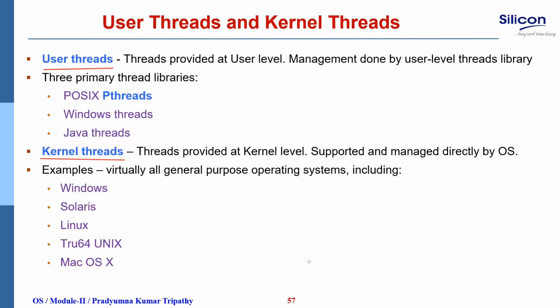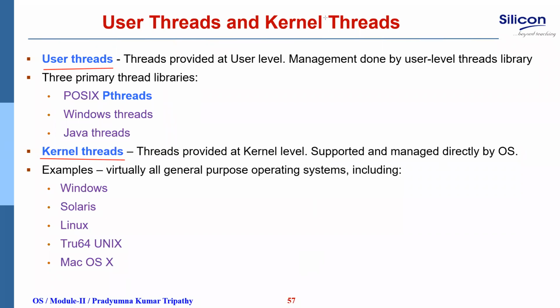Is it understood? So what are user threads? If a thread is created and managed by the programmer, using a thread library, those are called user threads. And what are kernel threads? If a thread is being created and managed by the operating system itself, then we say those are kernel threads. Virtually all general purpose operating systems like Windows, Solaris, Linux, Unix, and Mac do have system threads or kernel threads.